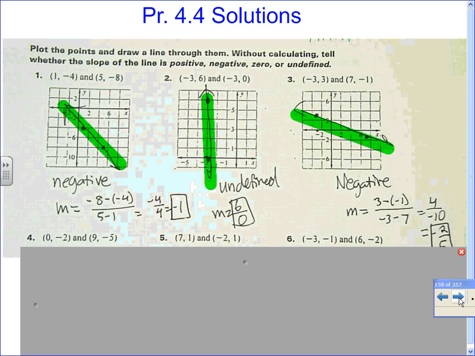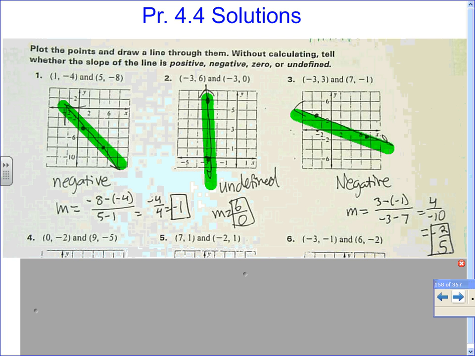Okay, number 1, negative. Check your graph. Slope is -1. Number 2, undefined. Check your graph. Slope is 6/0. Number 3, negative. Slope is -2/5. Check your graph. I know that was fast, but we need to get moving. You should always simplify. If you didn't simplify, I wouldn't mark it wrong at this point. Today is more of the lesson on reminding you to simplify your slope. Anytime you have a fraction in math, you should always simplify your slope.